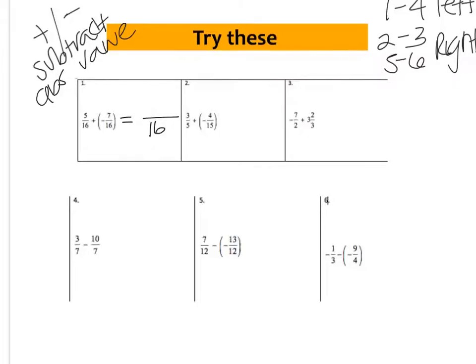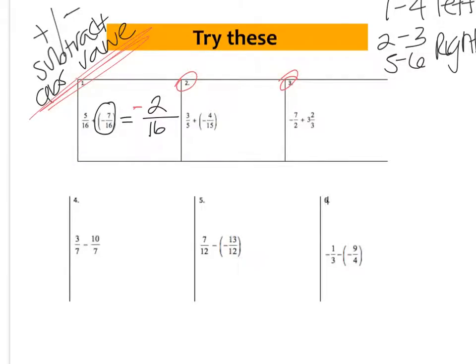And then I look at the numerator. I subtract 7 minus 5, and that gives me 2. And then I think which one has a greater absolute value. Now, if they have the same denominator, then all we have to do is look at the numerator, right? Which is a bigger number, 5 or 7? 7, right? And 7 is negative. So my answer is also going to be negative, all right? Do the same thing with numbers 2 and 3. Find that common denominator and then use your integer rules.